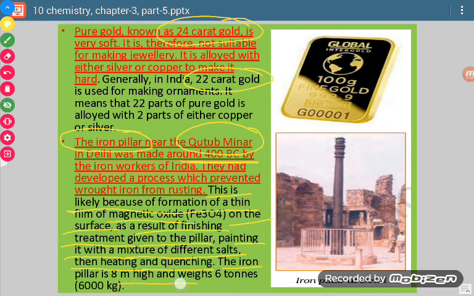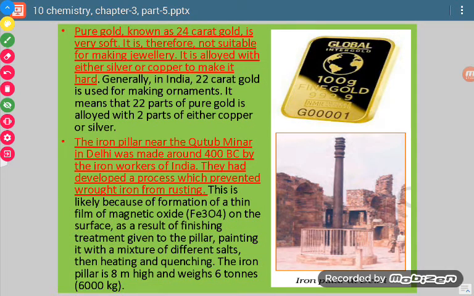The iron pillar is 8 meters high. Now see what they have told here. Here the reason for not getting rusted is told. Just like there is a protective layer of aluminum oxide on aluminum, here also they have developed, by so many methods, a protective layer which is protecting this pillar from weather conditions. So you can well judge how developed these techniques were in old times also.